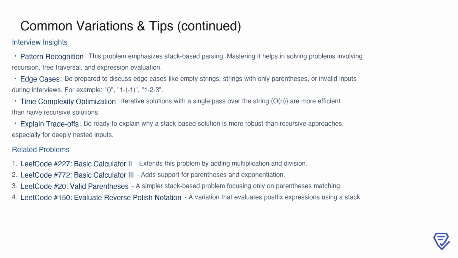Time complexity is another key discussion point. Iterative solutions that process the string in a single pass, achieving O(n) complexity, are preferred over naive recursive solutions. You should also be ready to explain trade-offs. For instance, stack-based solutions are more robust than recursive ones for deeply nested inputs, as they avoid stack overflow. Finally, this problem ties into several related LeetCode problems, like number 227, which adds multiplication and division, or number 772, which introduces exponentiation and more complex operations. Understanding these connections can showcase your ability to generalize concepts across problems.